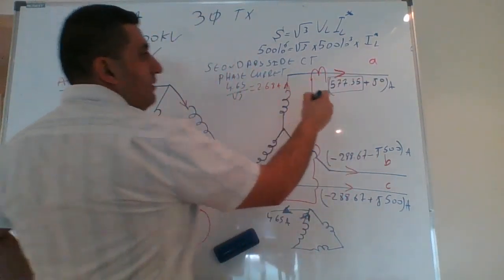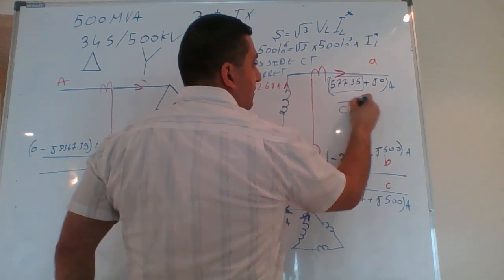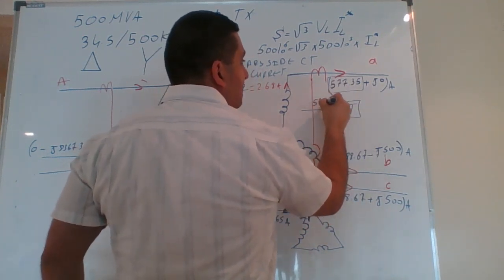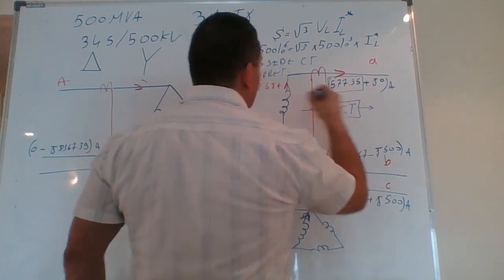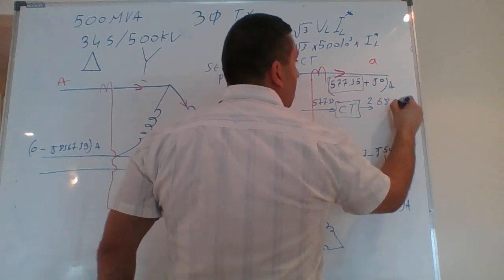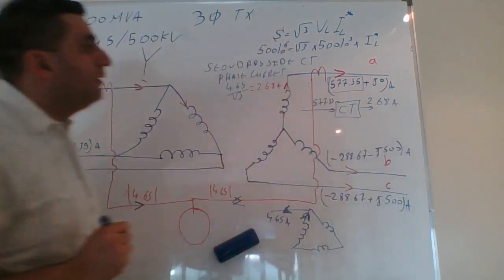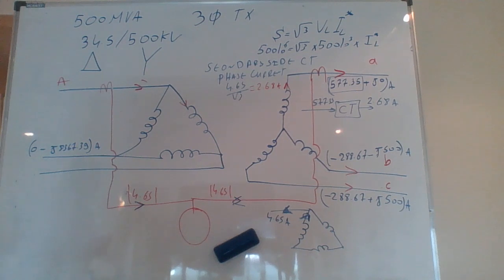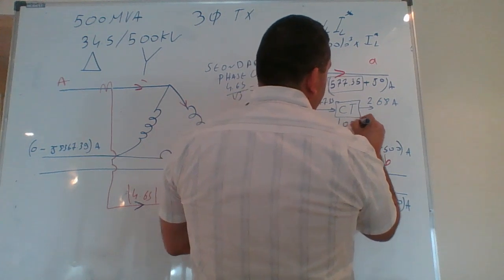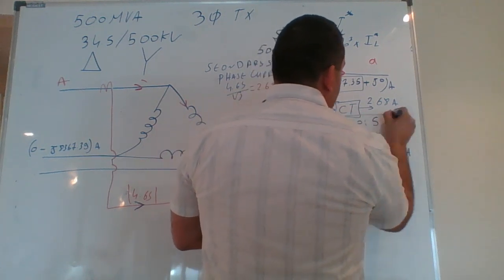So I need a CT. My input for it is 577.35. I need to get out of it on a phase 2.68 amps. So now I can determine my CT ratio. My CT ratio now will be 1000 to 5. If you do the calculation, this CT ratio will be 1000 to 5.